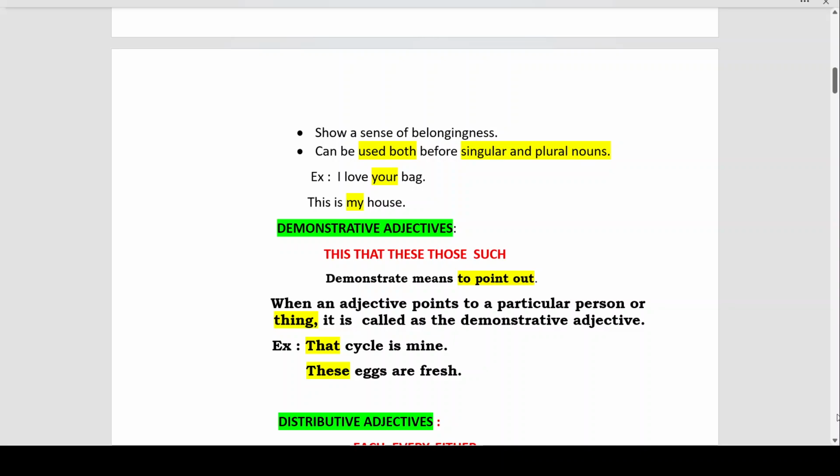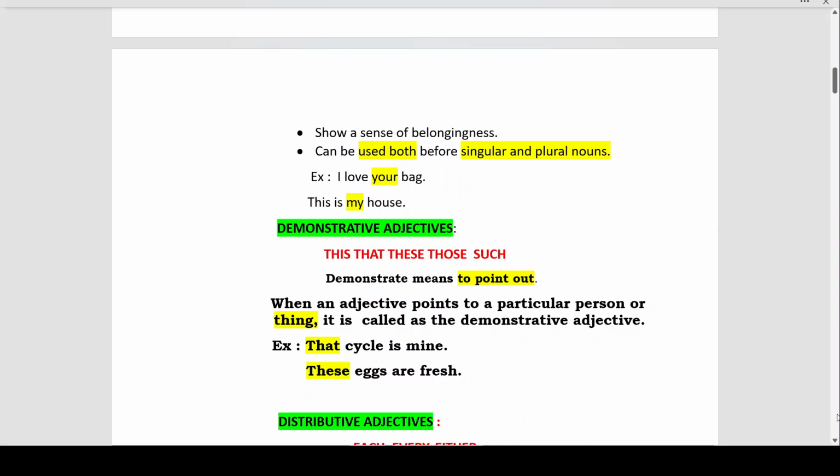Now, the third kind of determiner, students, is demonstrative adjectives. Demonstrate means to point out. A few examples are this, that, these, those. Now, we use this and these when things are near to us.